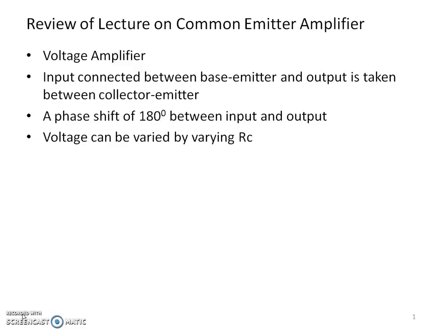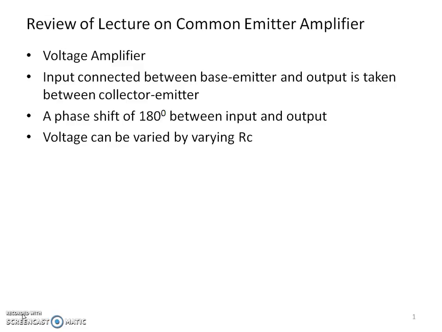Let us take a review of last lecture in which we have seen the working of a common emitter amplifier, which is a voltage amplifier. Being a common emitter amplifier, we have found that the input is connected between base and emitter terminals and output is taken between the collector and emitter terminals. There is a phase shift of 180 degrees between input and output, and we have seen that the output voltage can be varied by varying RC. So these are the things which we have seen in case of a common emitter amplifier.